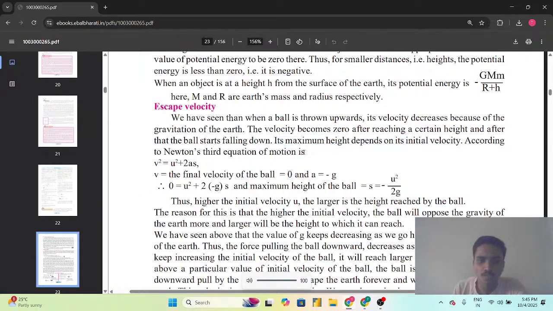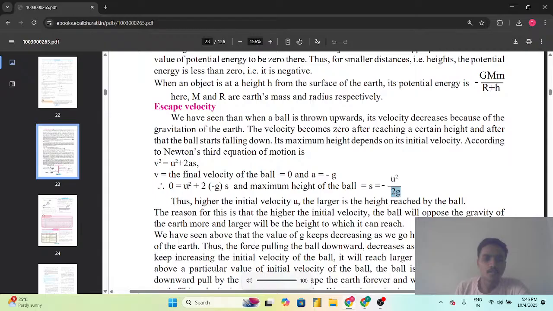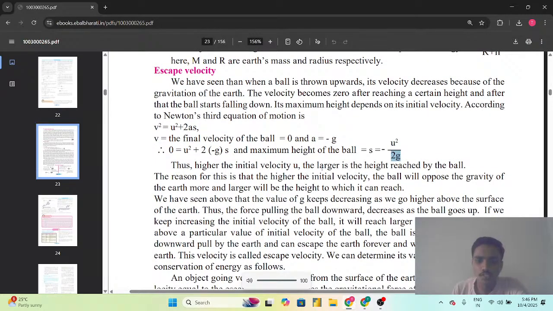According to Newton's third equation of motion, that is v square is equal to u square plus 2as, the final velocity of the ball will become zero as the ball reaches the particular height, and acceleration will be negative, that is a is equal to minus g. So we will have the equation 0 is equal to u square plus 2 into minus g into s, and the maximum height, the s value, will be s is equal to u square upon 2g. Thus, the higher the initial velocity u, the larger is the height reached by the ball.